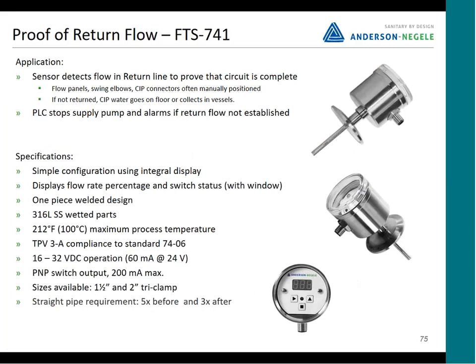So the FTS741 is our calorimetric flow switch, and it's going to give us a signal that lets us know that we've got flow coming back on the return line. All right. If flow doesn't come back, generally what will happen is the PLC will be programmed to stop the supply pump and set off some sort of alarm to warn the operator that, hey, you need to go out and figure out what's wrong because it's been a couple minutes and your water hasn't come back, so something's not quite right. So this is the FTS741.